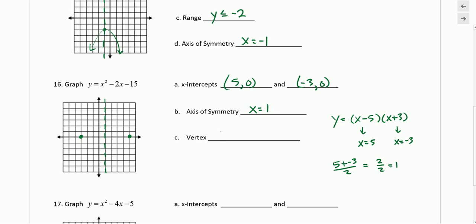The vertex shares the same x value, so 1, and we need to find the y value. So I'm going to plug in 1 into our equation. y equals 1 minus 5 times 1 plus 3, which is negative 4 times 4, which is negative 16. So this is going to drop way down to negative 16. And there we have it.